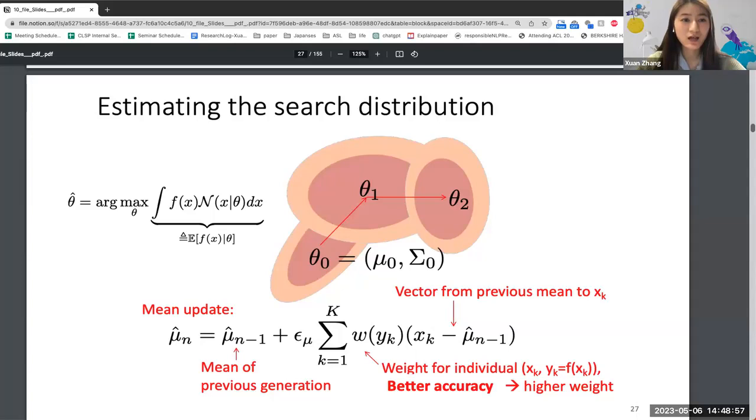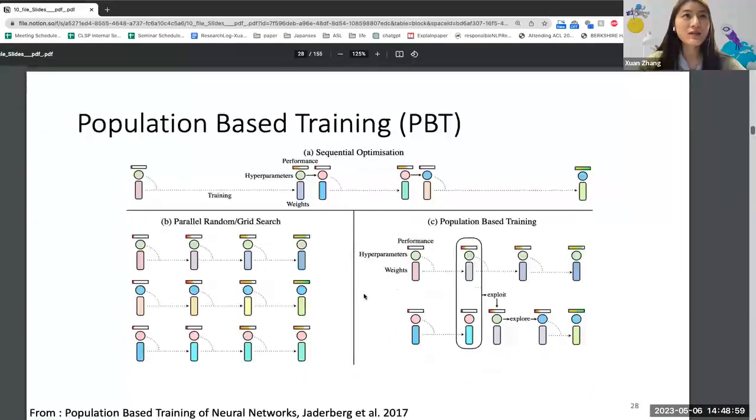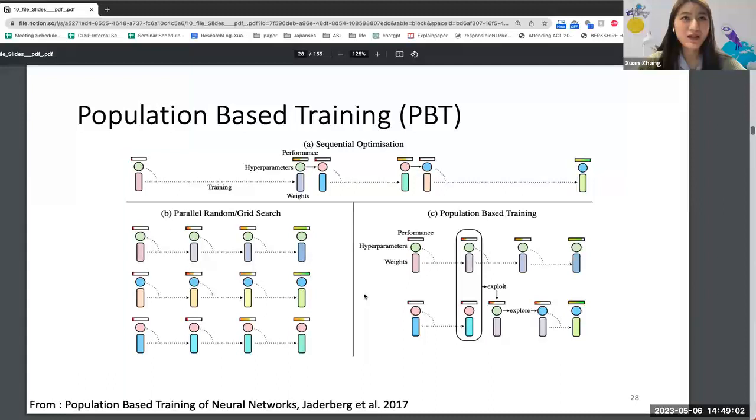Okay, thank you. Cool. Let's move on to another HPO method. It's PBT, or population-based training. It's another parallel optimization method, and like CMAES, it can be run asynchronously. The core idea of PBT is to allow the transfer of model parameters. We just talked about transfer learning. It allows the transfer of model parameters and hyperparameters between members of each population.